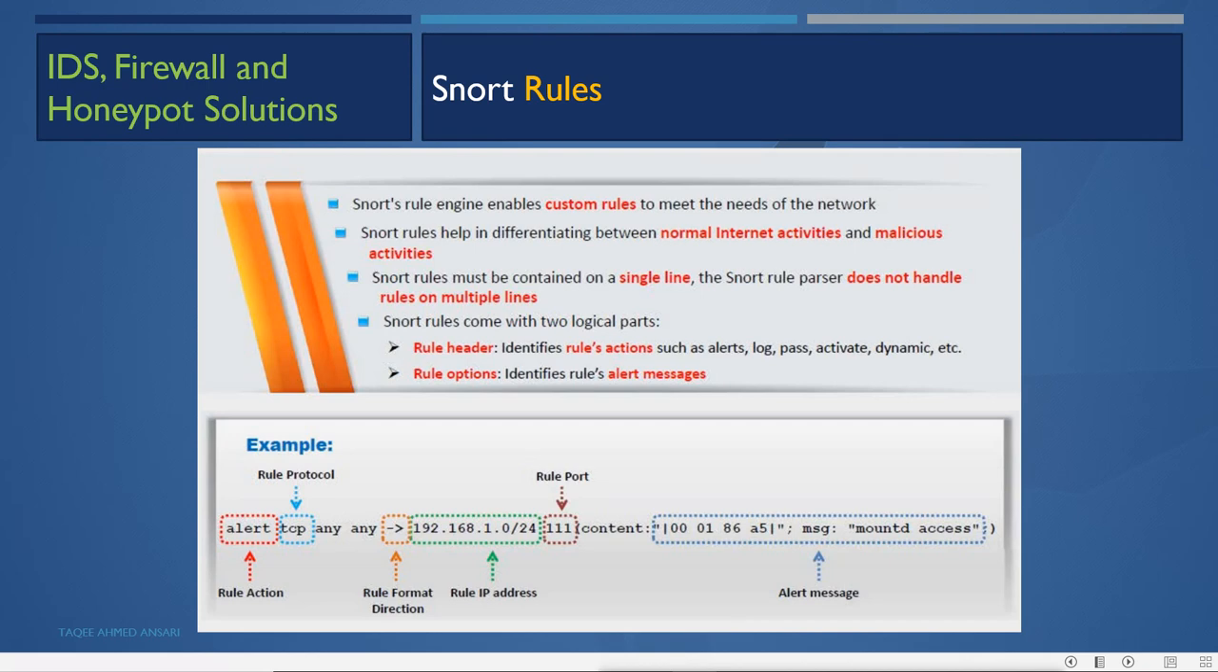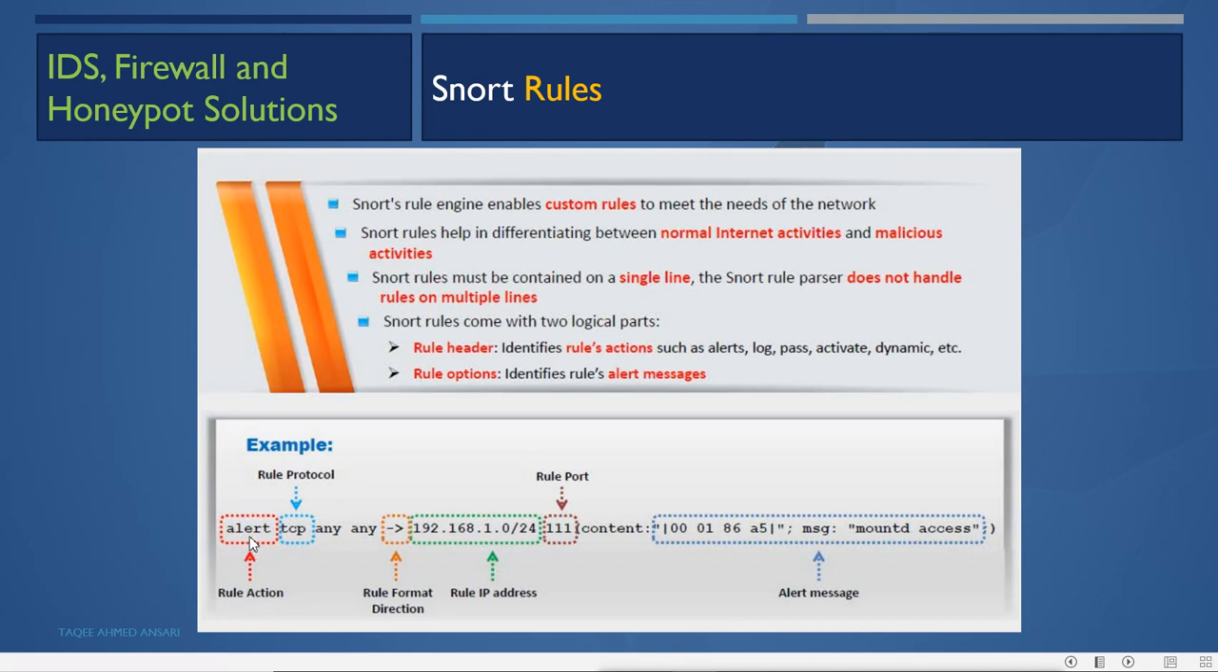Then Snort rules come with two logical parts. First, the rule header that identifies the rule's action such as alert, log, pass, activate, dynamic, etc. And the rule options that identify the rule's alert message. As you see here, this is a single example of a rule, where you have the rule action first, which is saying alert.